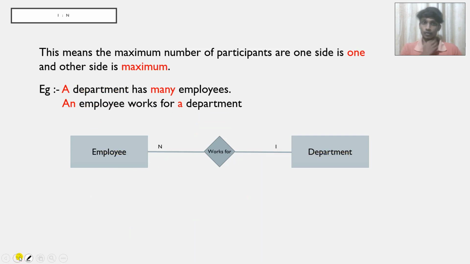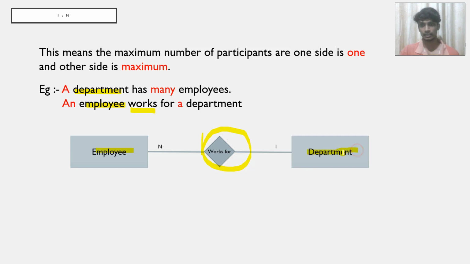Likewise, one to many means the maximum number of participants on one side is 1 and on the other side is maximum. Here I have given another example: a department has many employees and an employee works for a department. So department and employee are the entities, and works for is the relationship and the cardinality is the important one. A department has many employees.